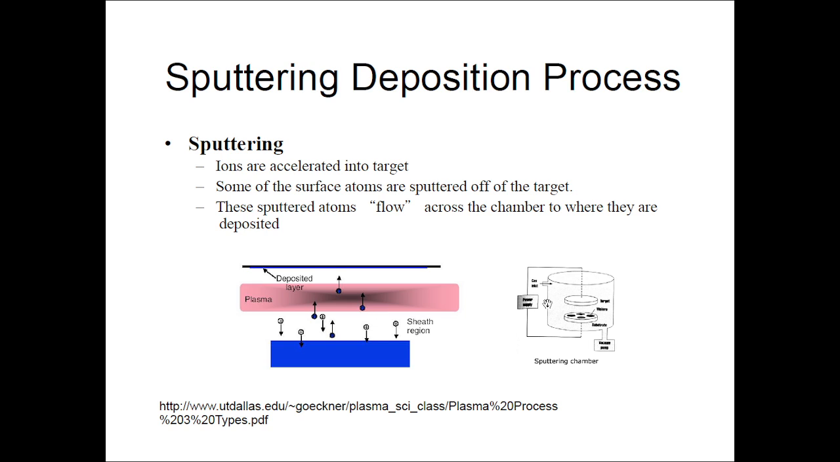The plasma will contain, as we know, positive, negative and neutral atoms. Okay, and this is a simple assembly of a sputtering chamber. It will have a cathode as the sputtering target, and the substrate on top of it.